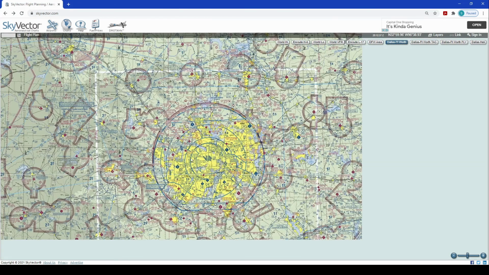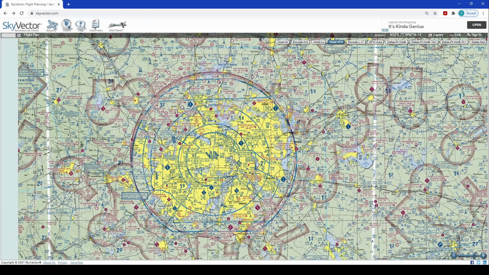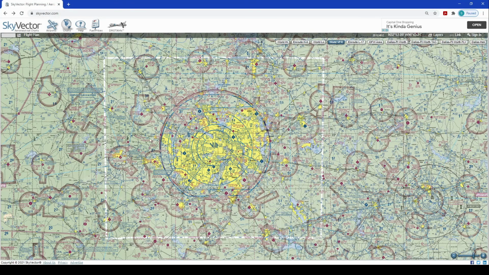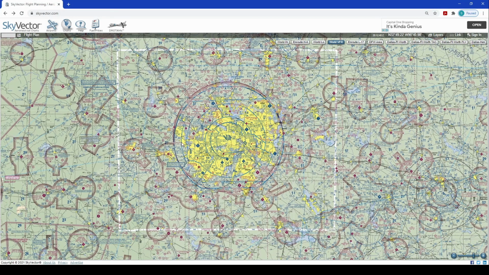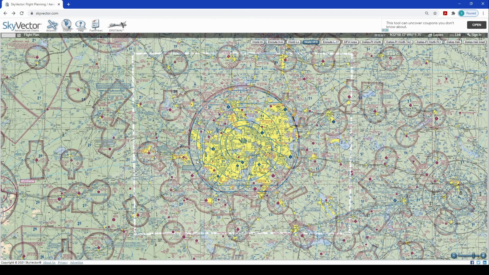All right, so that covers how to use Skyvector. That covers how to use VFR aeronautical charts. I know it's been a longer lesson, and I appreciate you bearing with me. And next lesson will be a flight lesson covering actual VFR cross-country flying.